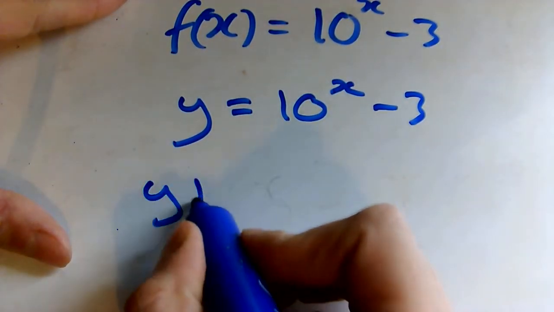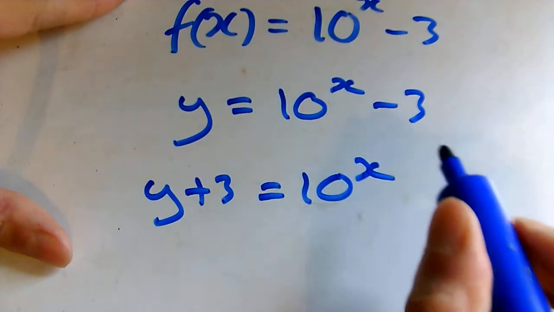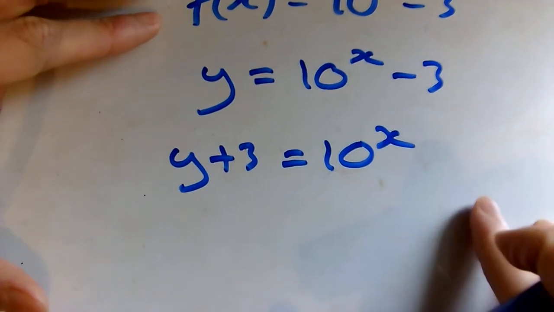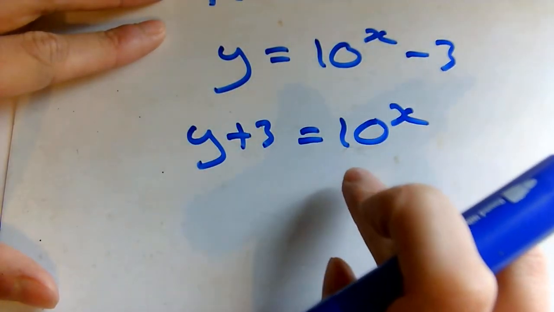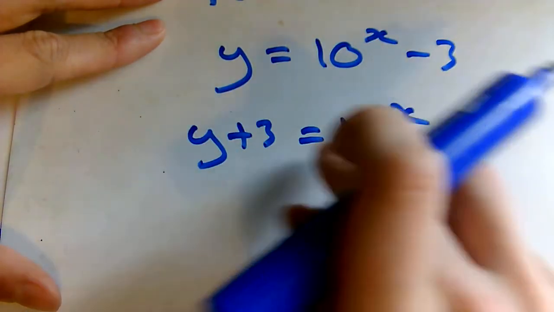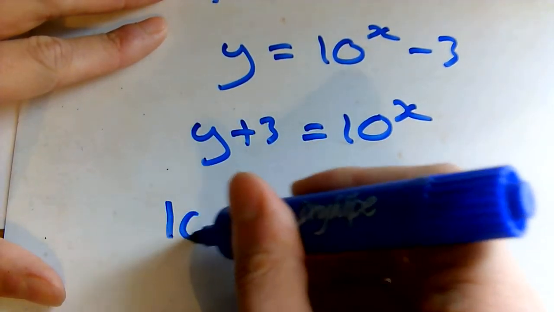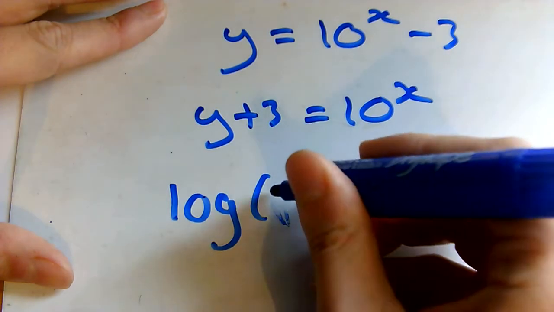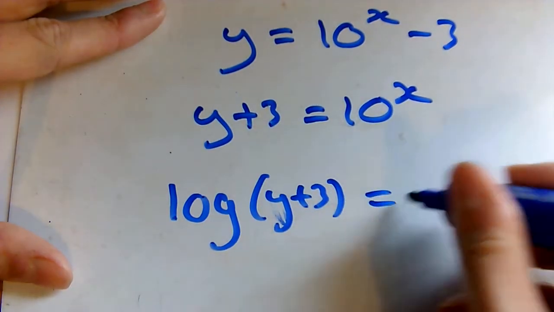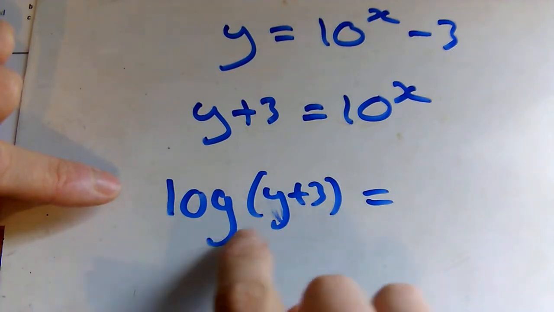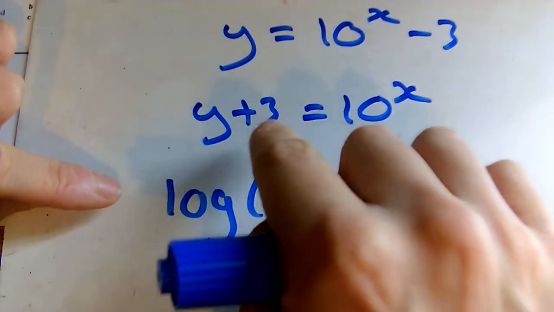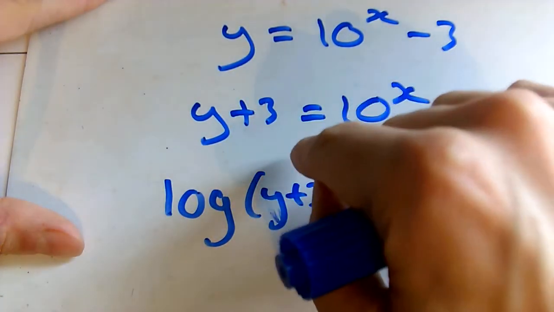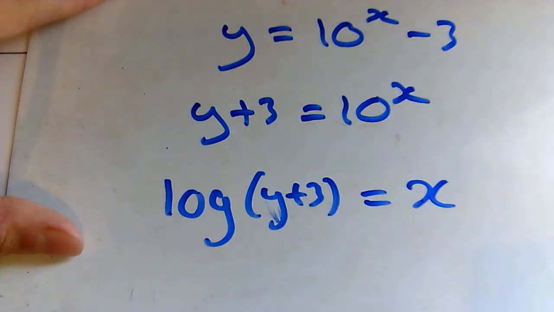Well, we're going to add 3 to both sides. How do you stop x being up there in a power? Well, if you rewrite it in terms of logs, that will give you this. So we're saying, what is the power? The base is 10, sorry, so we're going to say log base 10 of y plus 3. And we're saying what power of 10 gives you this answer? Well, the original statement was saying that 10 to the power of x gives you that answer, so therefore this must be x.